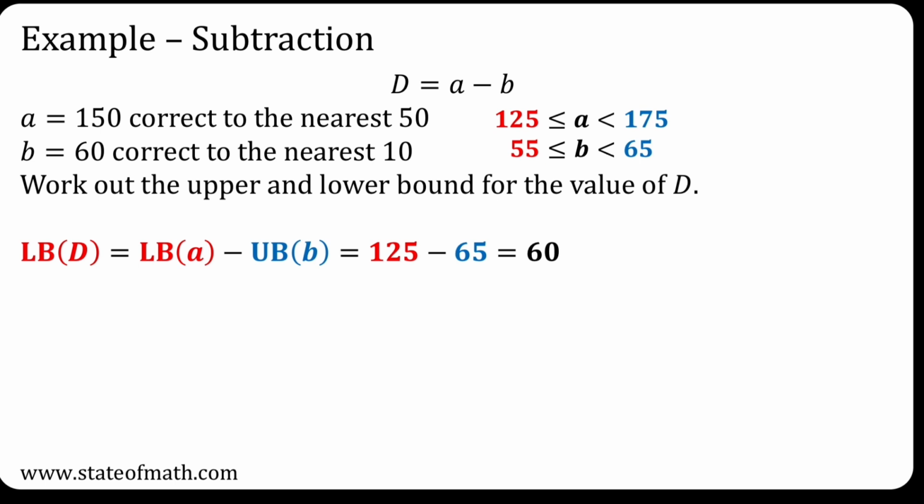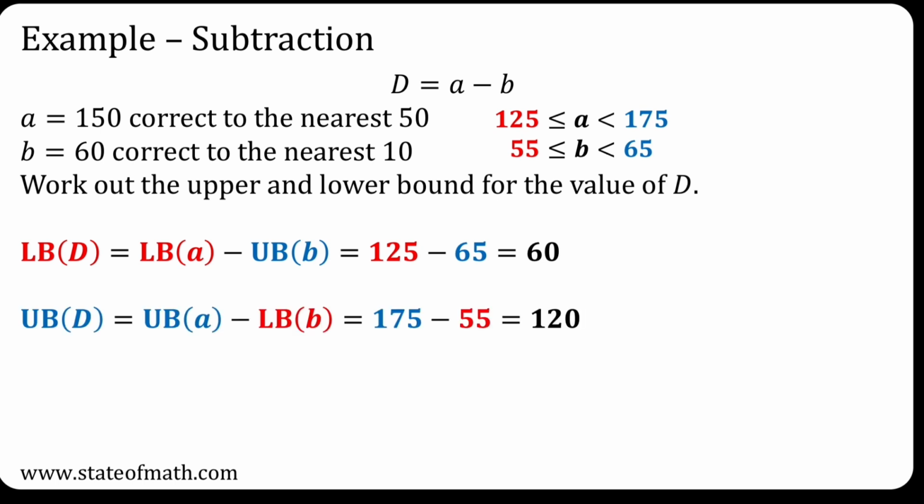We want the result to be as small as possible. That happens when we take the smallest value of A and subtract the largest value of B. So 125 minus 65 is equal to 60. To find the largest possible difference, we do the opposite. We take the largest value of A and subtract the smallest value of B. So 175 minus 55 is equal to 120.